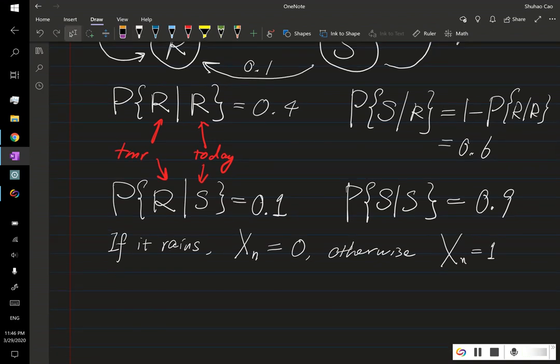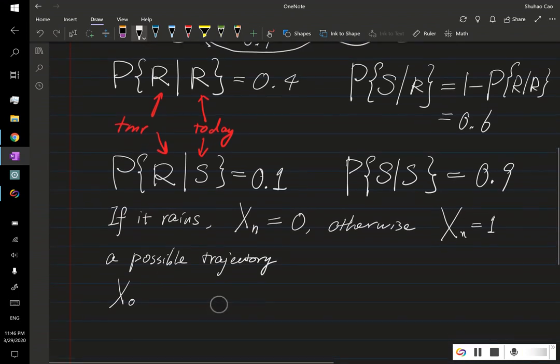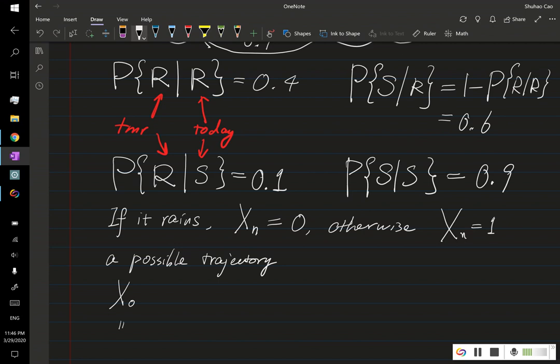And so now a possible trajectory is, for example, X_0 is, let's say it rains today. Then tomorrow, which is at time 1, let's say it still rains, and X_2 equals 1, which means on day 2, or at time 2, it stopped raining, and it's not raining, etc. So this is a stochastic process.